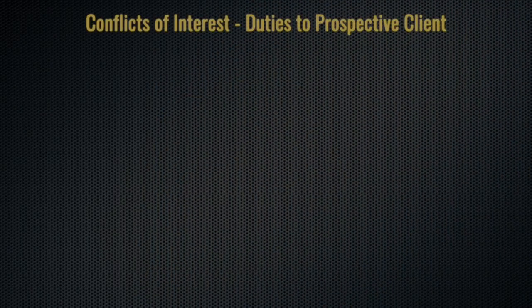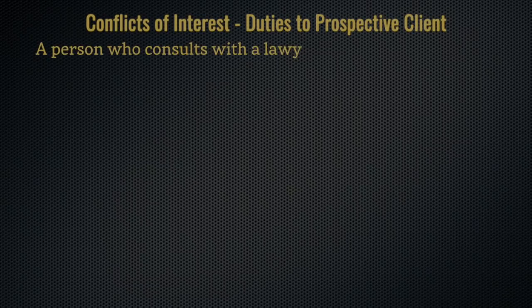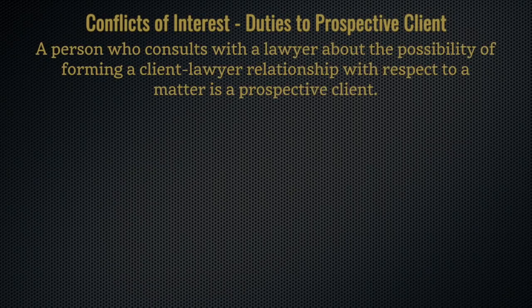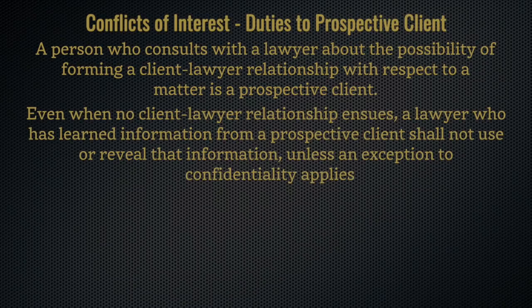Moving on to the rule regarding prospective client conflicts. So here we start by defining who is a prospective client. And this is a person who consults with a lawyer about the possibility of forming a client-lawyer relationship with respect to a matter. These people are all considered prospective clients. The rule here says that even when no lawyer-client relationship ensues, a lawyer who has learned information from a prospective client shall not use or reveal that information unless an exception to confidentiality applies.